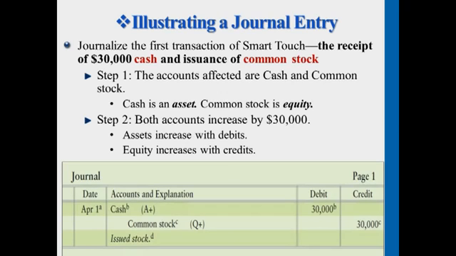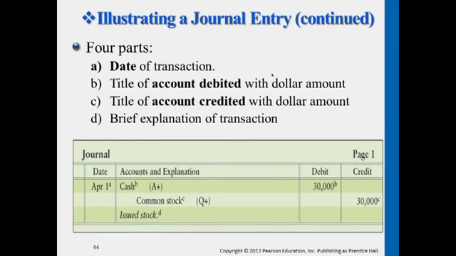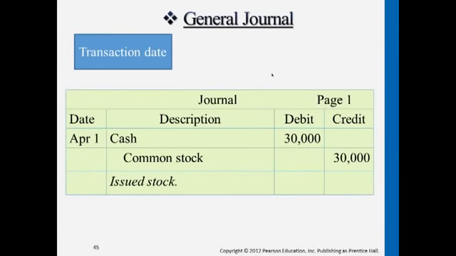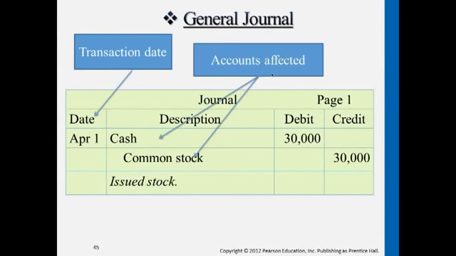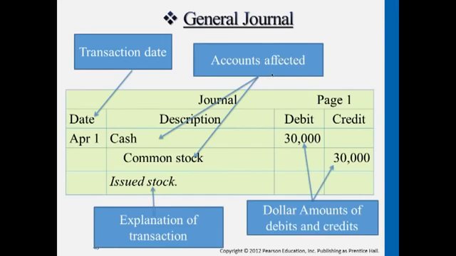So there are four parts here: the dates, the accounts, the dollar amount, and typically at the end we will have a description of this transaction. Once again, the date, the accounts affected, the dollar amount, and a brief explanation of this transaction. These are the four main parts of each and every journal entry when we're capturing this activity in the corporation's accounting book.